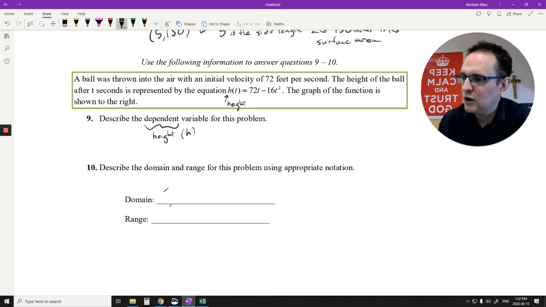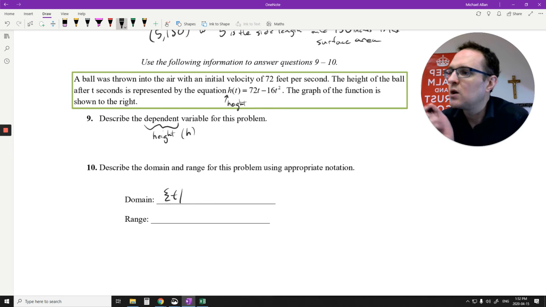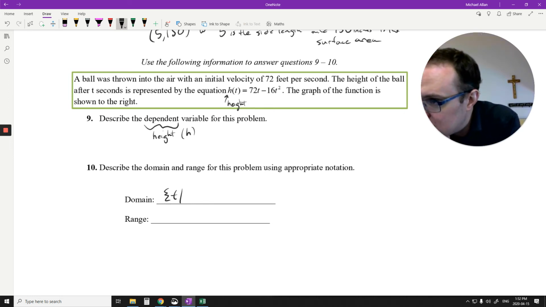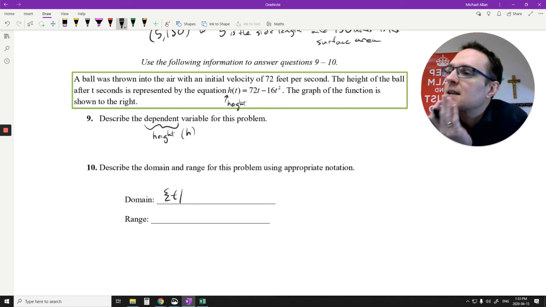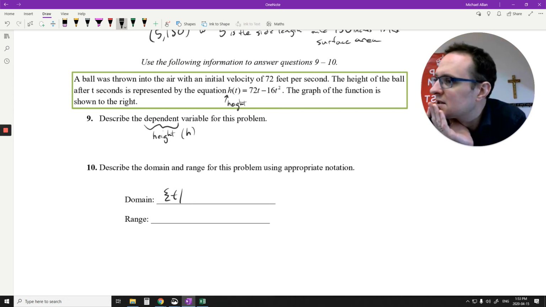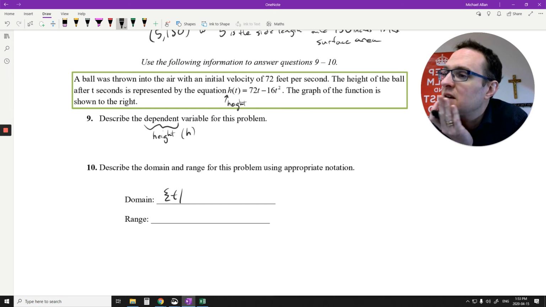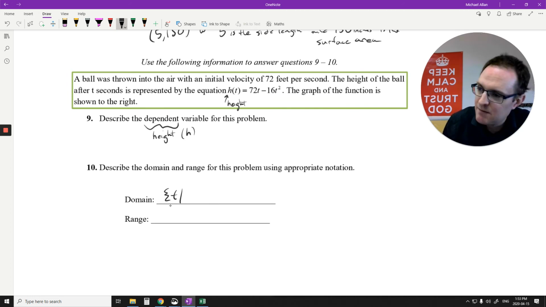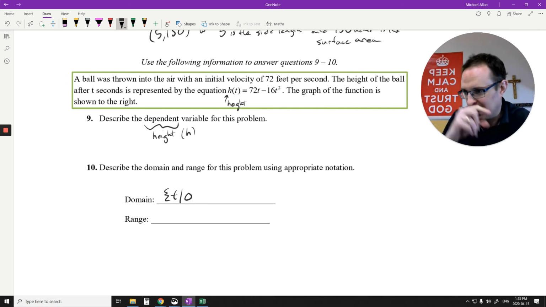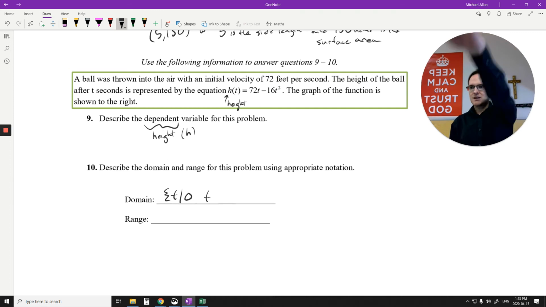So my domain is going to be time, that's my input. And this ball is thrown in the air with an initial velocity of 72 feet per second. That 72 is in the equation, but it doesn't help me too much. Okay. So let's say time starts at 0. Now the thing is, I don't know where the time is going to stop. It's not just going to be time forever. Eventually the ball is going to come and hit the ground.